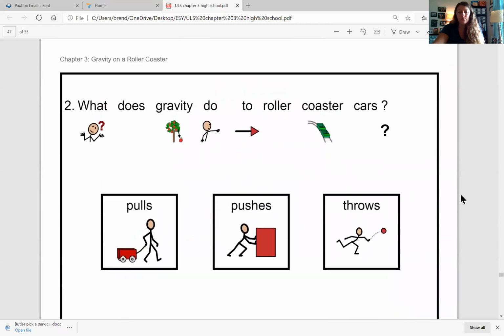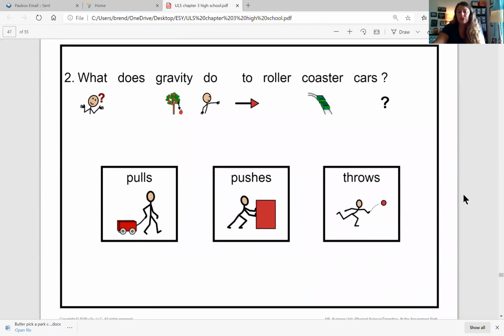Number 2. What does gravity do to roller coaster cars? Does it pull, push, or throw? So remember my gravity analogy I made with the pen. Like if you're holding it, it moves to the ground. Why?